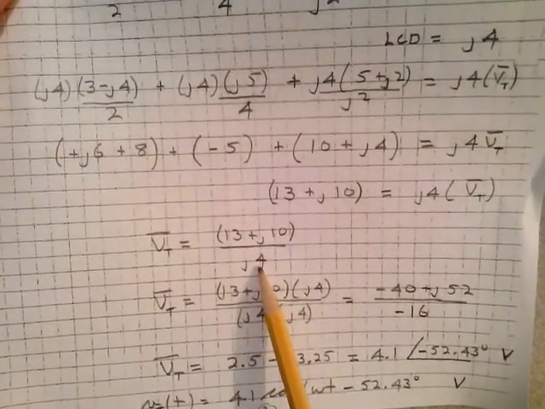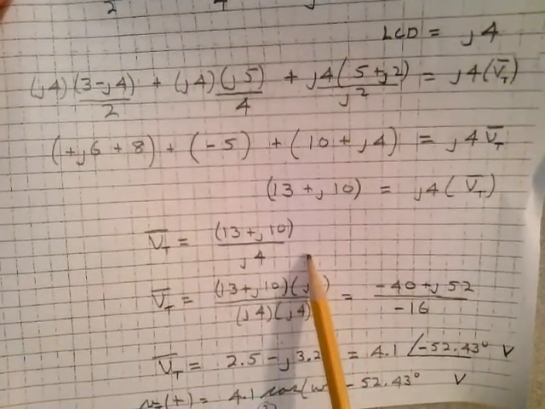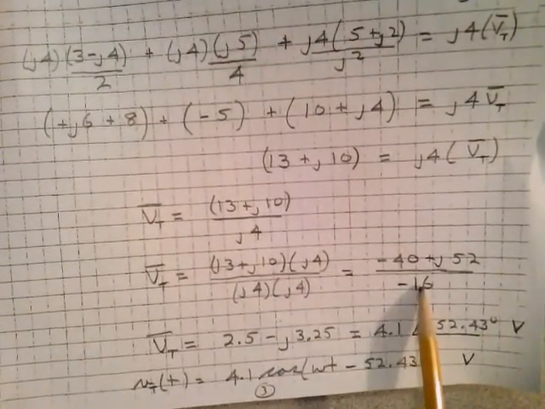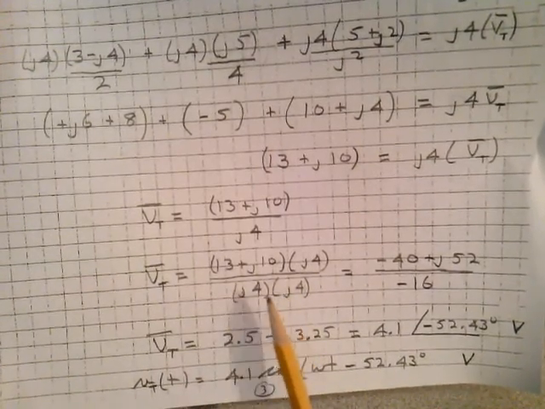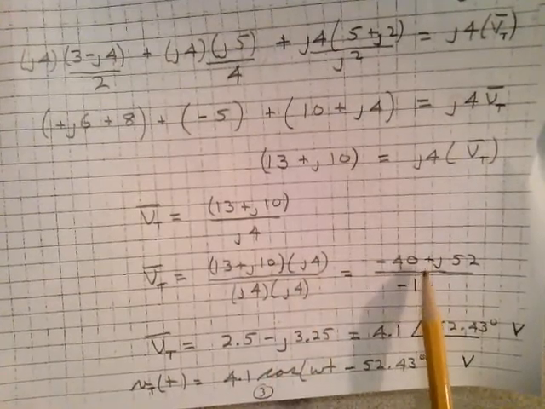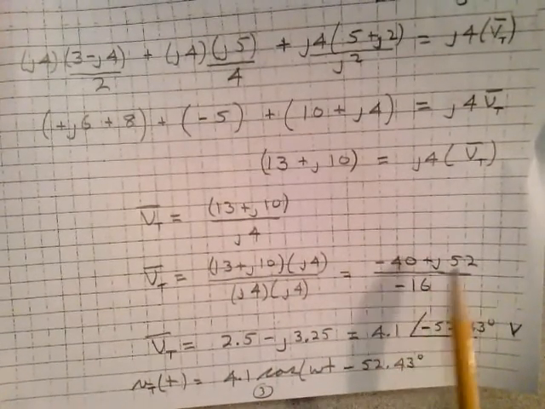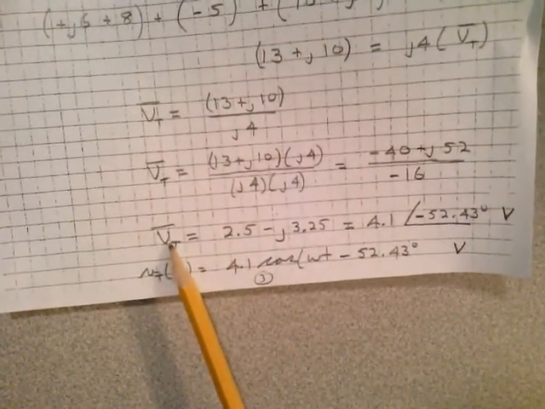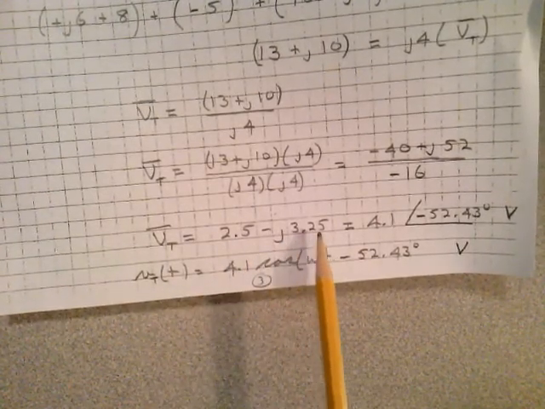But notice I could multiply the top by a j4 and the bottom by a j4, like I did down here. If I do that, I end up with a minus 16 in the denominator. The j times a j is a minus 1. The 4 times a 4 is a 16. And I expand this numerator out, and I get a minus 40 plus j52. I take the minus 16 into each of these quantities here, and here's my phasor voltage. The whole way down to this point here, 2.5 minus j3.25.